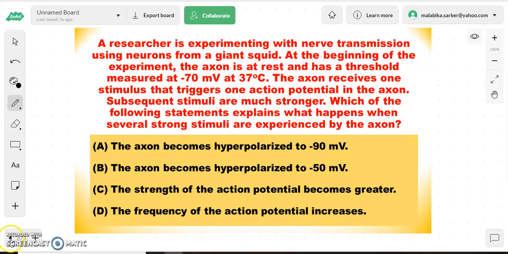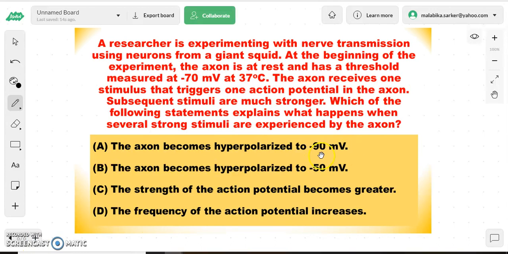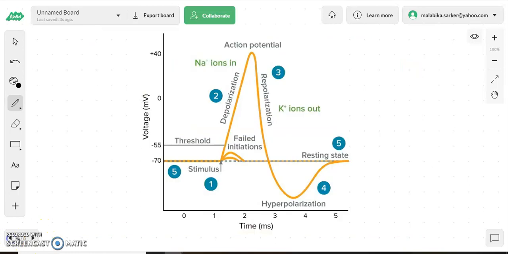So what we came to know is that when we give a stimulus or subsequent stimuli, the first thing that happens is the depolarization. It is not the hyperpolarization, right? And what happens is it is becoming more positive, but what it says is it's becoming more negative. Hyperpolarization means it becomes more negative, but here it does not happen. It is the depolarization which is happening, and it has become more positive. So we can discard the first answer choice.